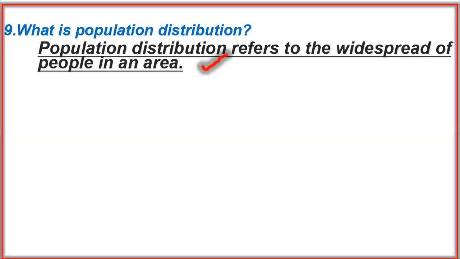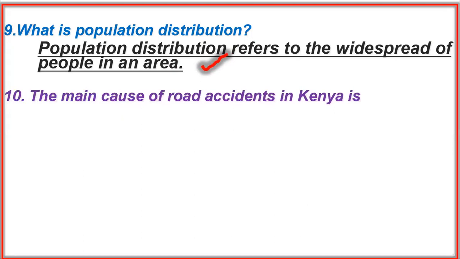Number 10. The main cause of road accidents in Kenya is carelessness of road users. Remember, road users are drivers, pedestrians. We also have motorists. All those have to observe the rules. When they observe the traffic rules, then the cases of accidents will be minimized.